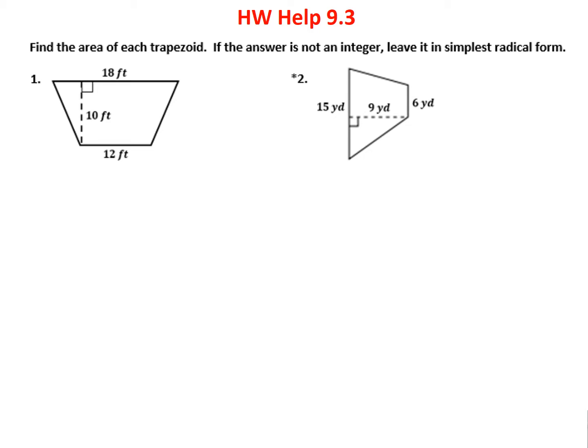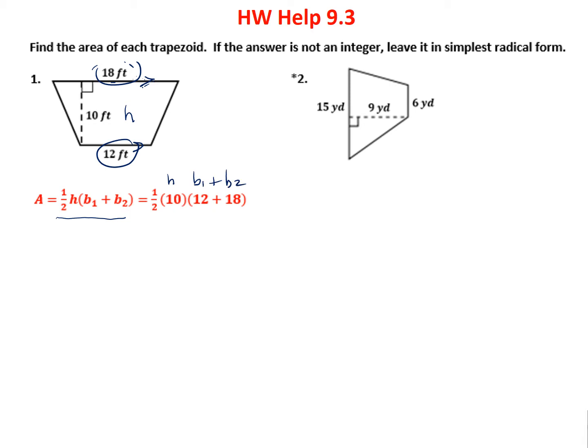In each case, the first thing to do is simply to write down the formula. Area equals 1/2 the sum of the bases, and then identify them. This is your height right here. It's the distance between the two parallel lines. The height is always the distance between the two parallel lines in a trapezoid. And then your bases are the two parallel lines. So they're 18 and 12. So we have 1/2 10, the height. Here's my height, and here's my base 1 plus base 2.